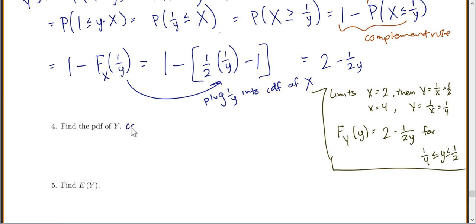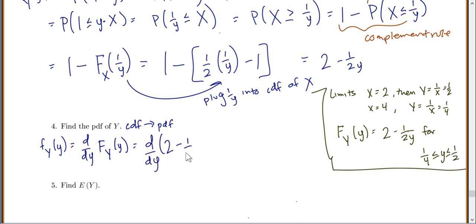Now let's find the PDF of y. So we know the CDF, we want to go to the PDF. When we're working with multiple random variables like this, you always label everything with your x or y, so you know what you're talking about. So we want to find the PDF of y, so we're going to say it's little f, capital Y, so I know which variable I'm talking about. And to find that, you just take the derivative of the CDF of y. So let's take the derivative of what we just found, which is our 2 minus 1 over 2y, which is 1 over 2y squared, for y, once again, between 1/4 and 1/2.